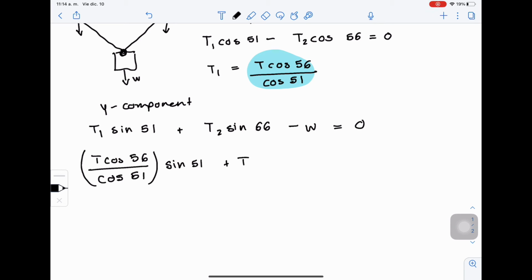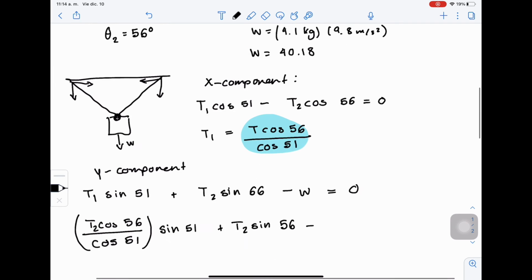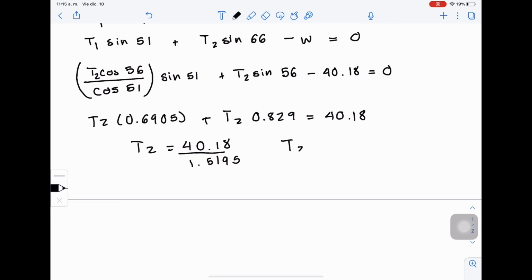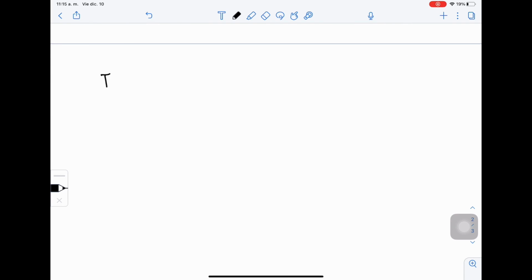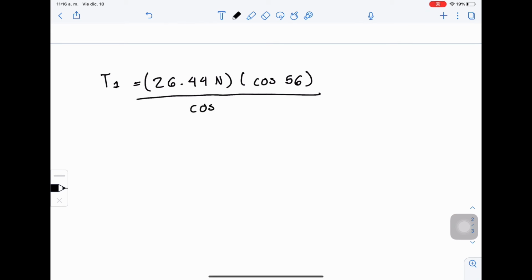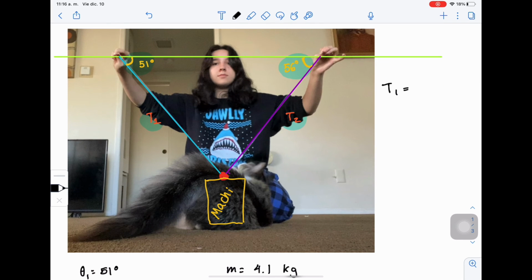Now that we plug it in, we're going to do addition, and we're going to notice that we only have T2 values here. That means that algebraically, we're going to be able to clear for T2, which now will be equal to 26.44 newtons. We are going to grab that value that we obtained for T2, and we're going to plug it in into our equation that we found at first for T1. After that, we are going to find out that T1 is equal to 23.49 newtons. Now we know how much tension force Machi is exerting on our first string and our second string.